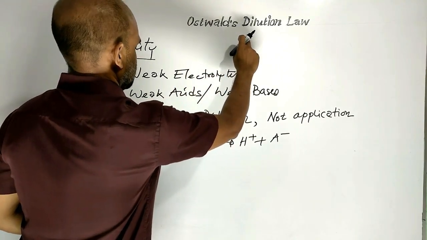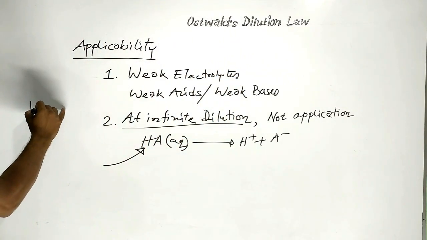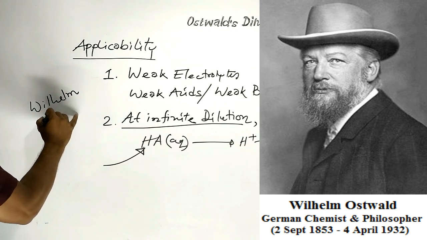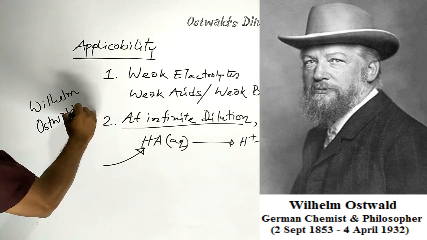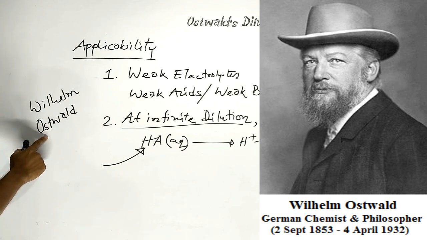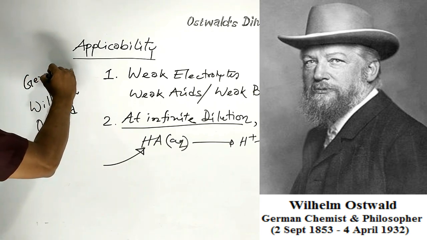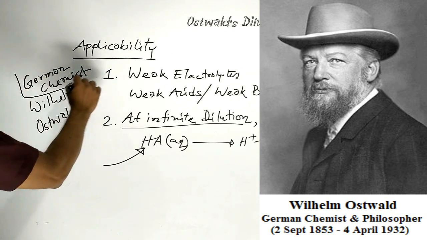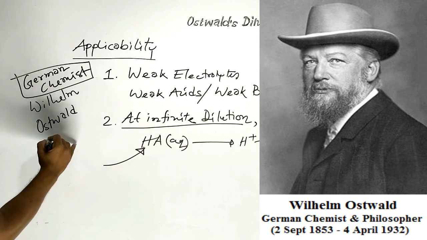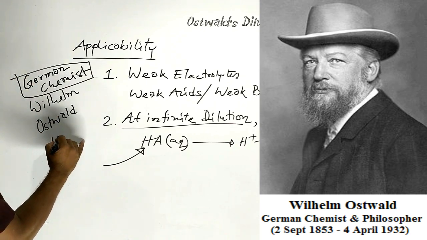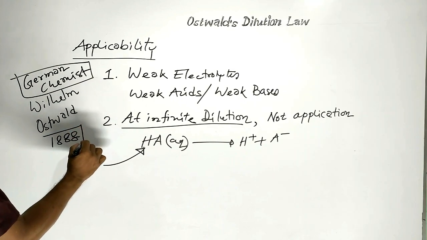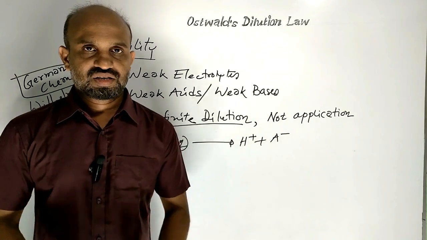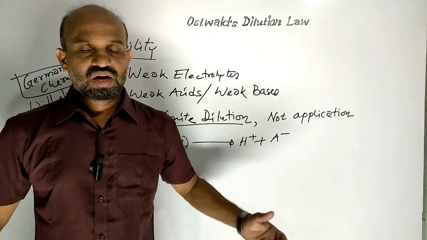Ostwald's law of dilution was proposed by Wilhelm Ostwald, a German chemist and philosopher, in the year 1888. It is named after the German chemist and philosopher Wilhelm Ostwald.